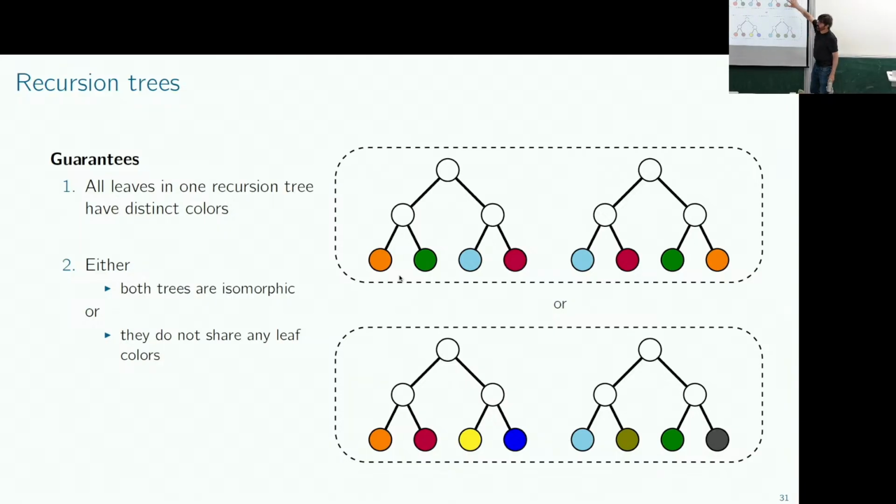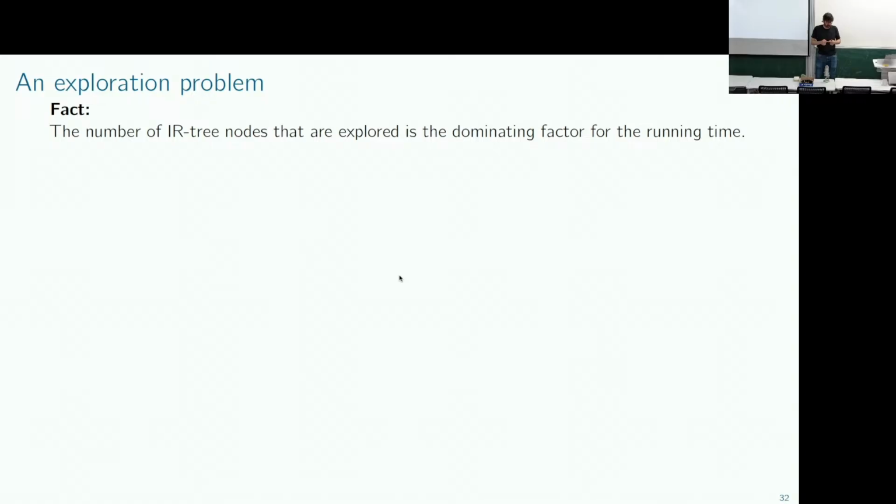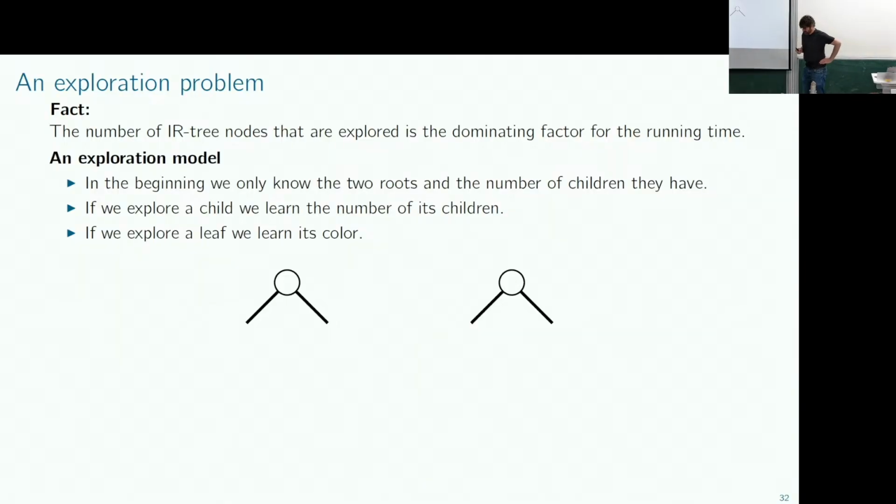And now the goal is to decide in which of these two situations we are. Is it this one or is it this one? The way we explore the trees is as follows. We don't have to look at the whole tree, because looking at the whole tree is too expensive. It turns out that the number of vertices in the tree we visit is basically the running time of the algorithm. So we want to visit as few vertices as possible. The number is to be minimized.